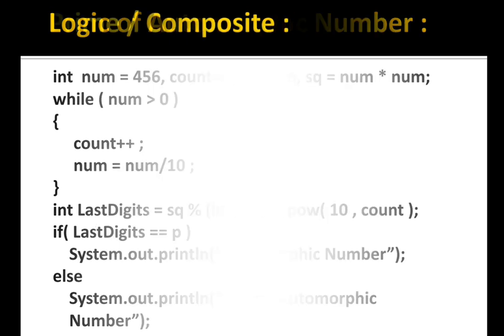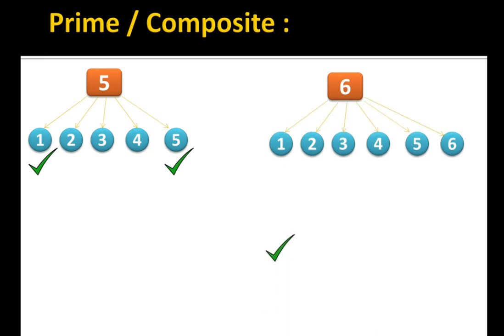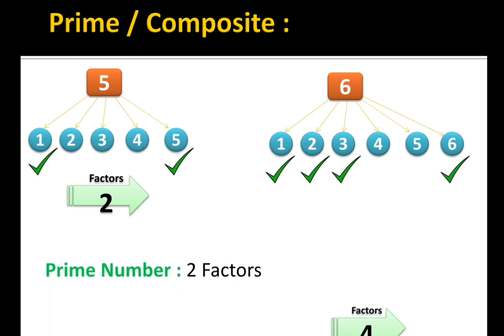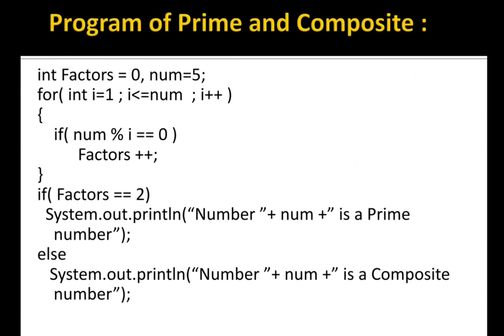Now how am I going to do this? I told you what is prime and composite. Again I'm telling you, if we take a number 5, we have to check how many factors 5 has. Now I'm taking 6. We have to count the factors. Factors of 5 are 2. Factors of 6 are 4. Prime is the number whose factors are 2, and composites are the numbers that have more than 2 factors. And our target is to find composite numbers.